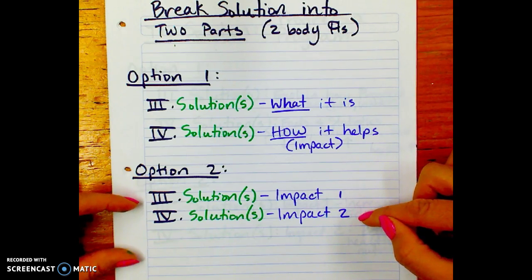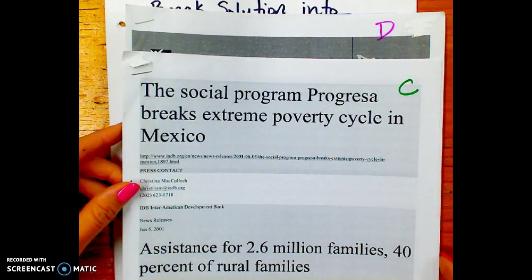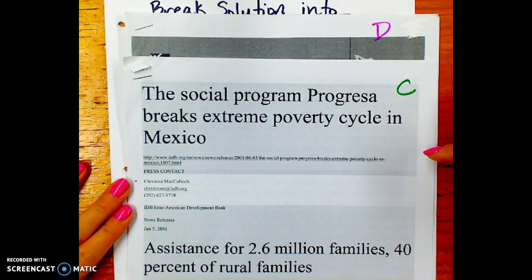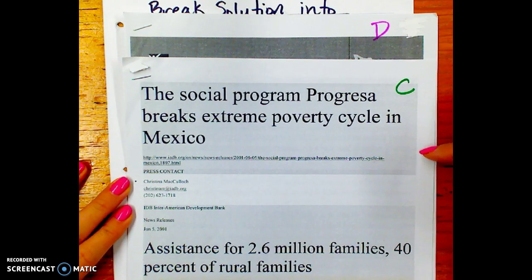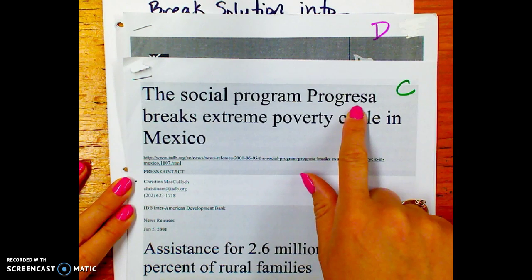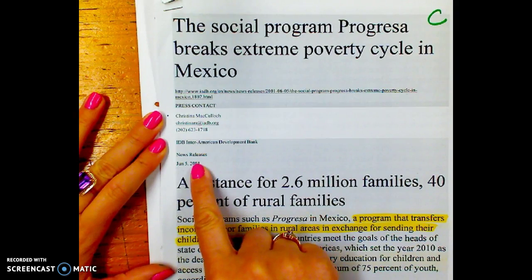And I'll show you what I mean with my own articles and my own information here. So remember that I am describing the problem of poverty amongst children in Mexico. And then this program Progresa is going to be my solution. That there's a new social program, not very new actually. This article was written in 2001.